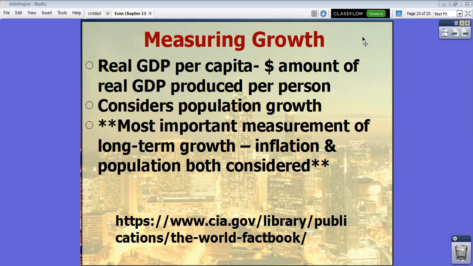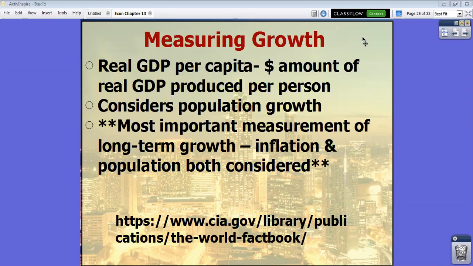The most important thing that we can look at if we're really measuring how well an economy is doing is by looking at their real GDP per capita. So if you remember, real GDP means we're taking inflation into account. Per capita means per person. So when we look at real GDP per capita, we're looking at the dollar amount adjusted for inflation of the amount of goods that are produced per person. It is the most important measurement of long-term growth for an economy.